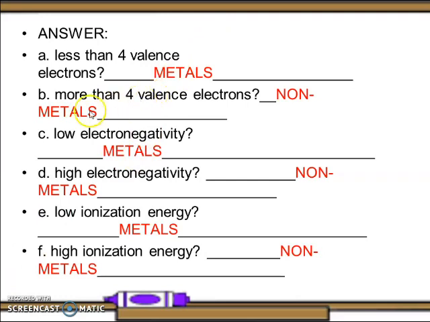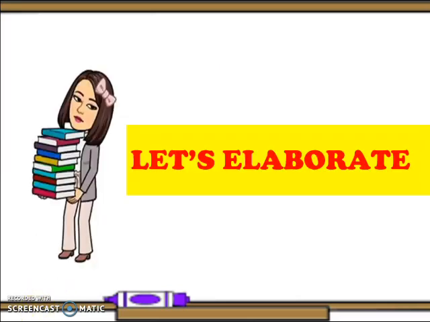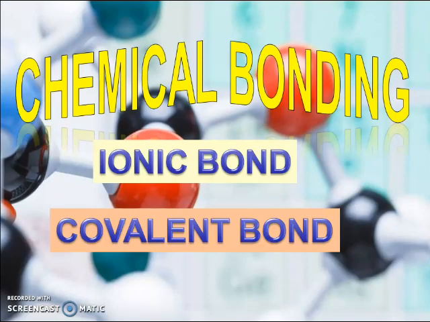A. Metals, B. Nonmetals, C. Metals, D. Nonmetals, E. Metals, and F. Nonmetals. Well done! Now that you already understand valence electrons, electronegativity, and ionization energy, let us proceed to the next activity. The information from the previous activity will be a great help in understanding chemical bonding.